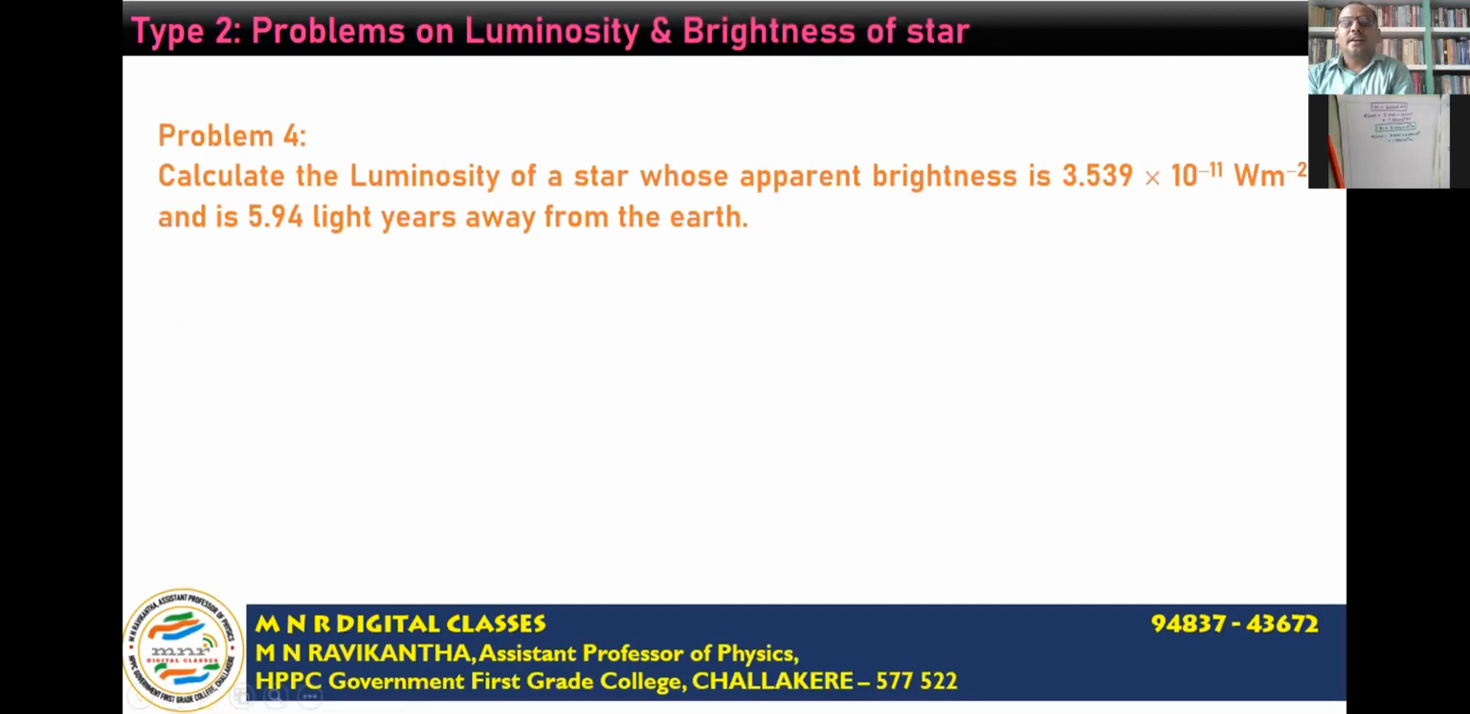Next, second type of problems. In this type of problems, we are going to work out the problems based on the relationship between luminosity and brightness. The given problem is, calculate the luminosity of a star whose apparent brightness is 3.539 into 10 to the power of minus 11 watts per meter square and is 5.94 light years away from the Earth.